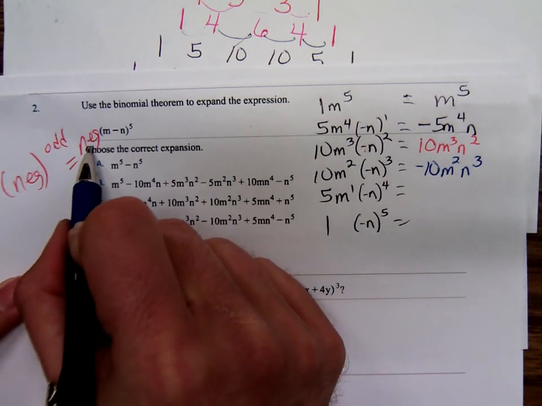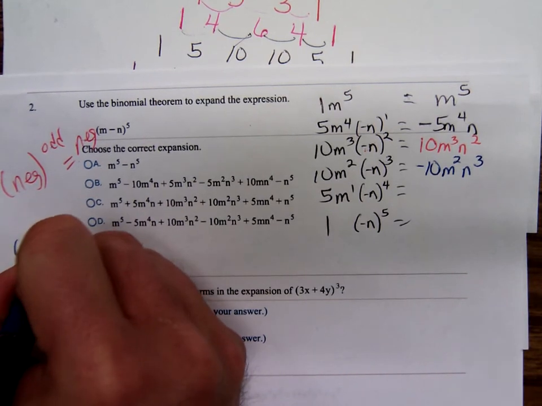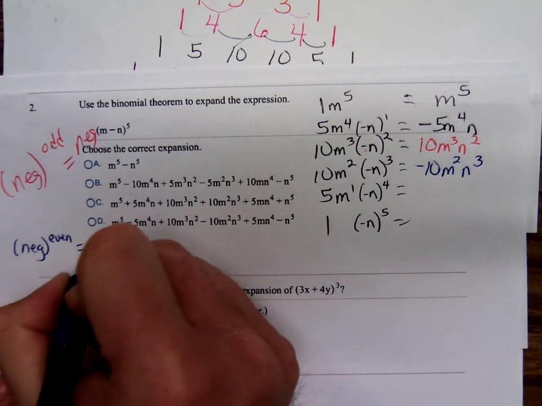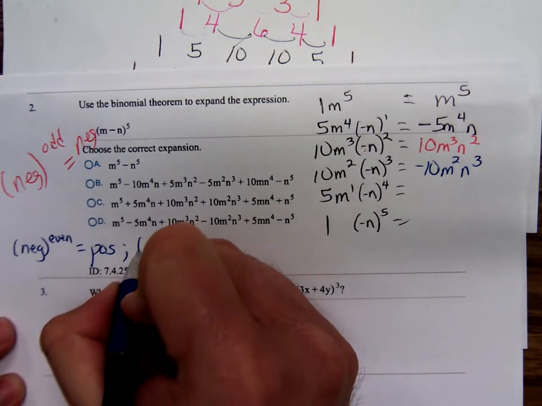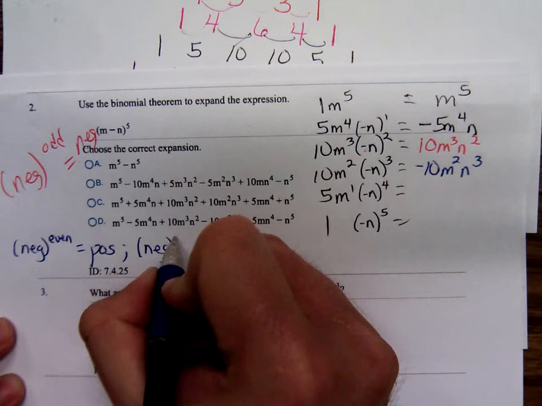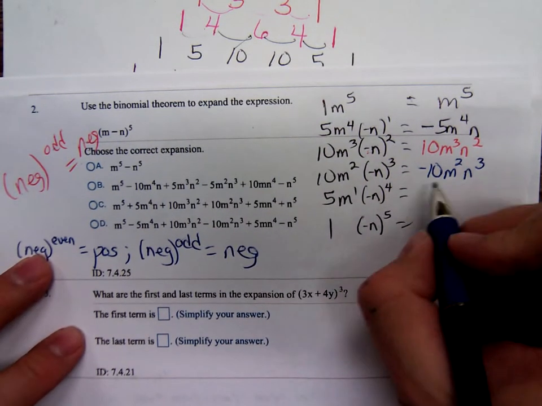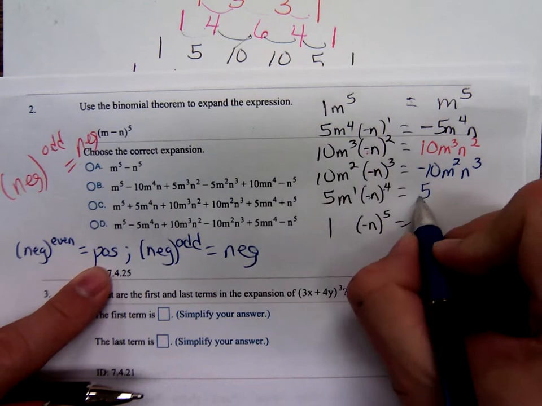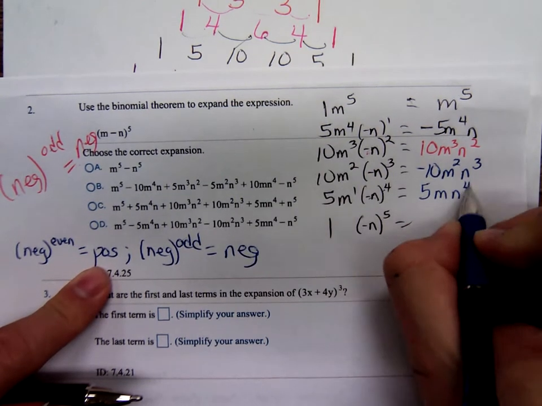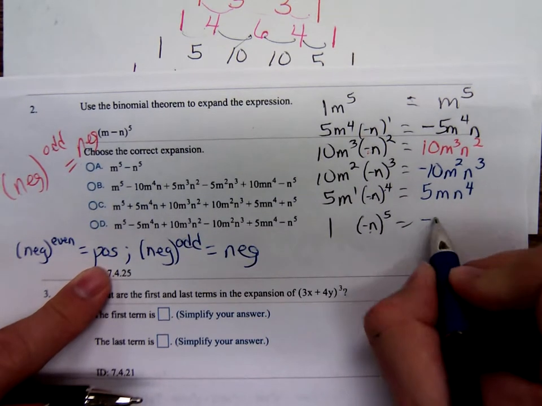Ooh, can y'all read that? Let me write. A negative to an even power is positive. That looks better. Whereas a negative to an odd power is negative. So negative to an even power, positive. So we'd have a positive 5m n to the fourth. And then finally negative to an odd is negative.